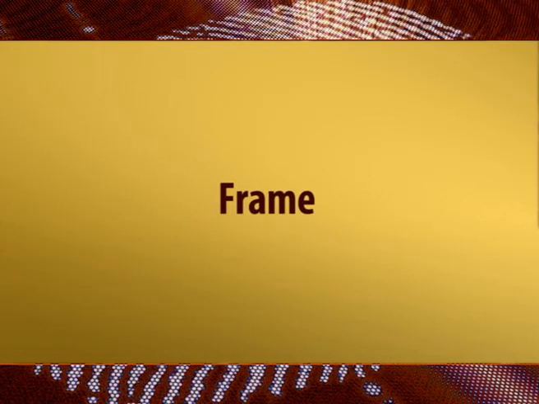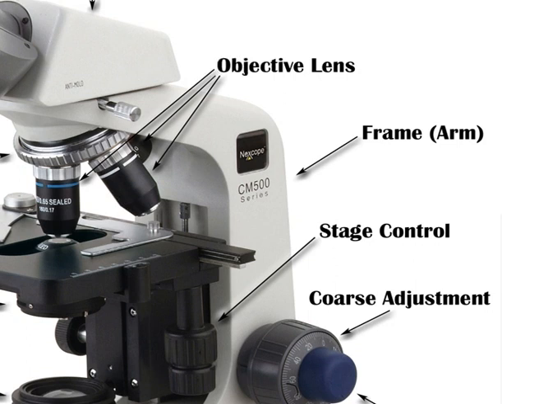Now, what is a frame? The complete optical arrangement is conventionally fixed to a rigid arm, which is further joined to a strong U-shaped foot which provides the required rigidity. The viewing angle can be adjusted using an arm angle. The frame provides a mounting point for various microscope controls.